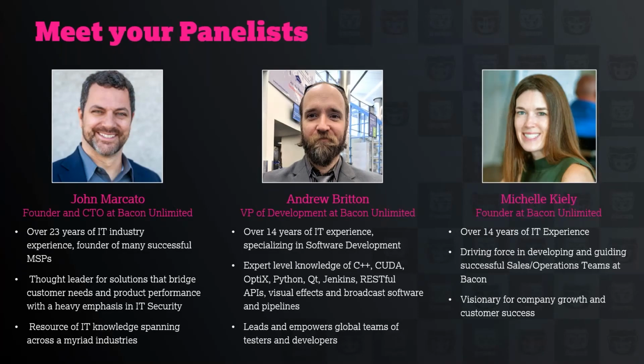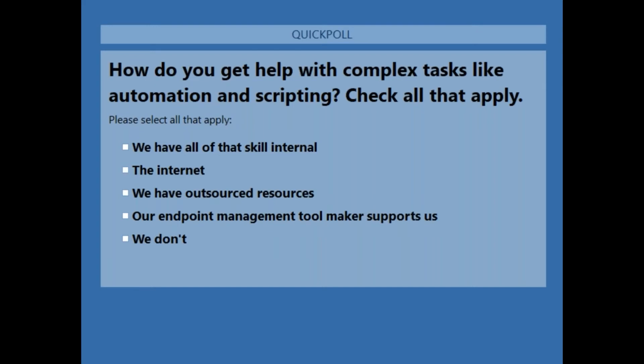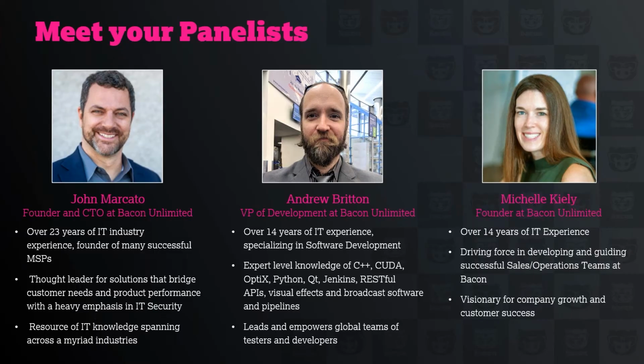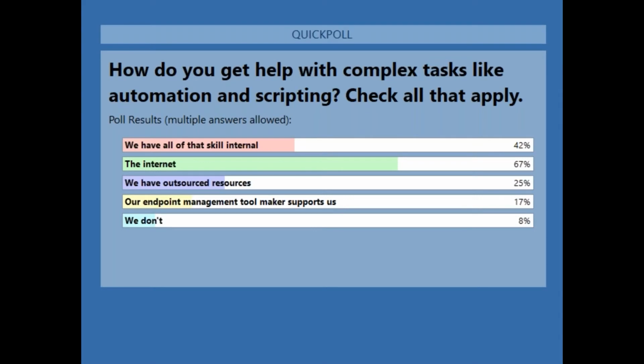We're going to do one more poll, and then we're going to get started. How do you get help with complex tasks like automation and scripting? Check all that apply. I wish everyone would be able to have a positive answer here, but that's what we're here for as well. I know that Bacon can do this, and I'm looking forward to showing everyone how we can take care of that.